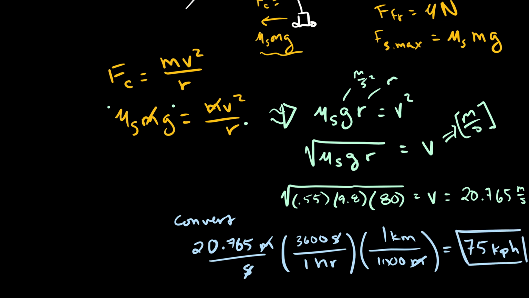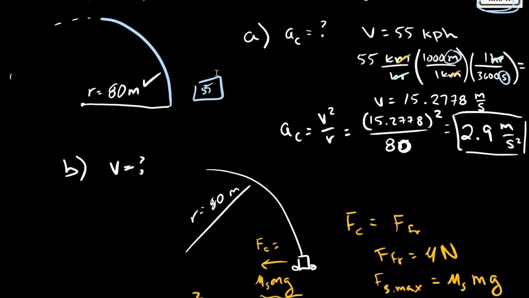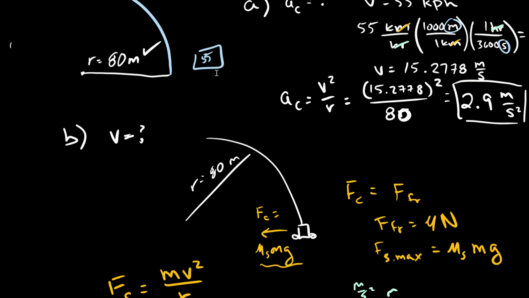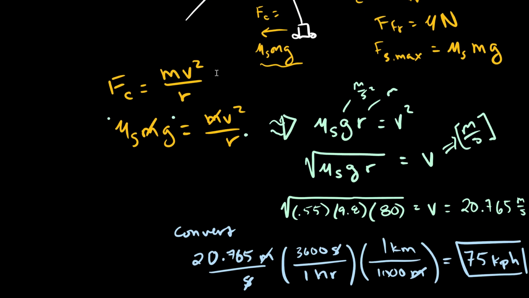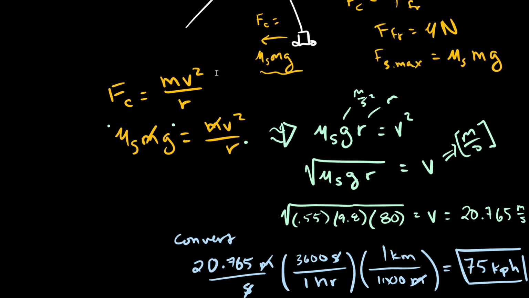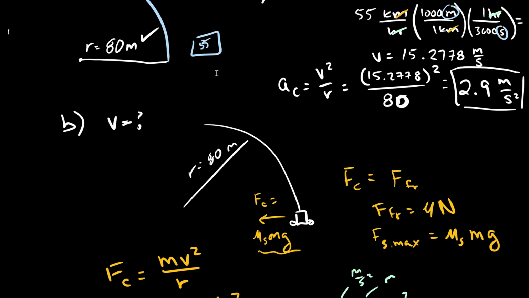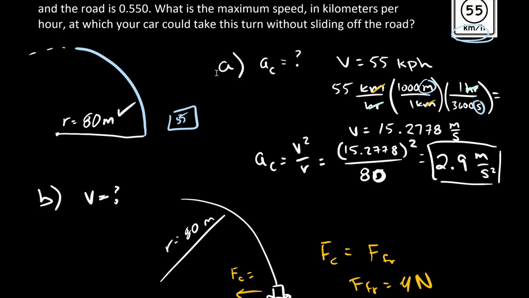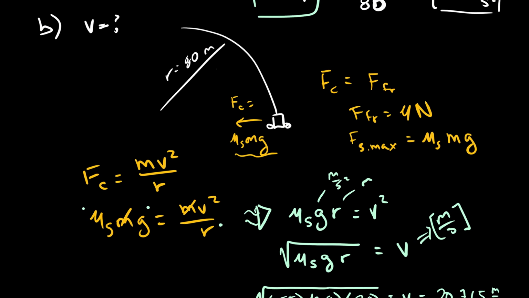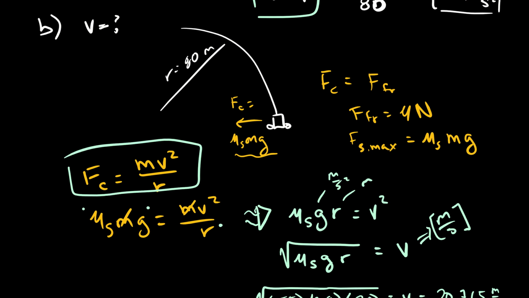Okay, so that checks out. That seems reasonable. The recommended speed around the turn was 55 kilometers per hour, which definitely should be safe even in rainy conditions, with a coefficient of friction of 0.55 between the tires and the road. Okay, so that's the first example problem. Part A used our centripetal acceleration equation, and part B used our centripetal force equation, which do look very similar.